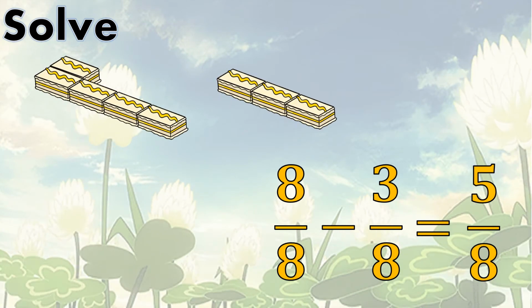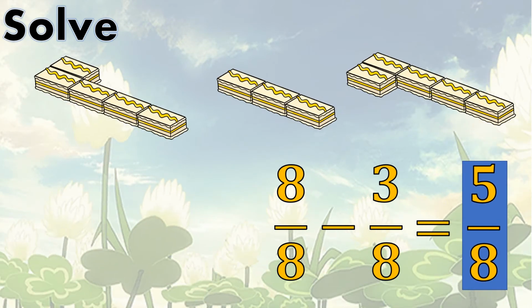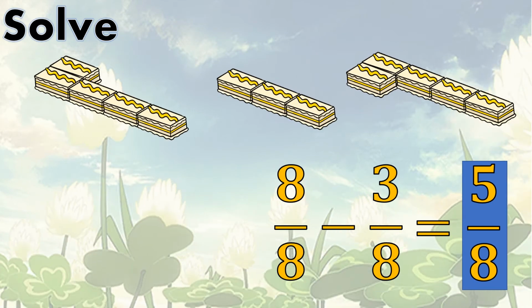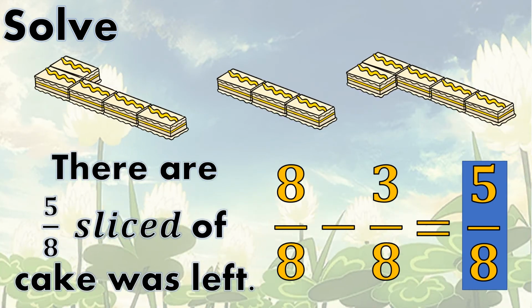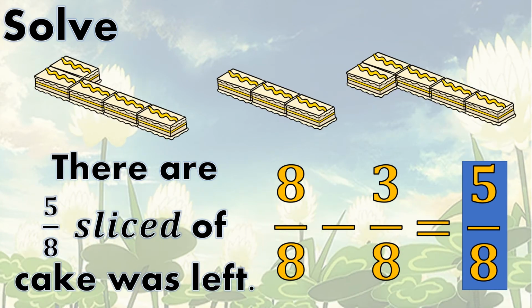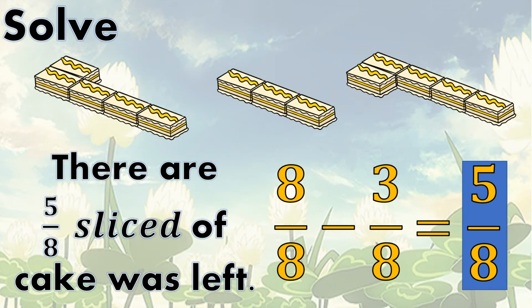So now, the remaining slice of cake is 5 over 8. So simply copy the denominator and subtract the numerator. Now, there are 5/8 slice of cake left.